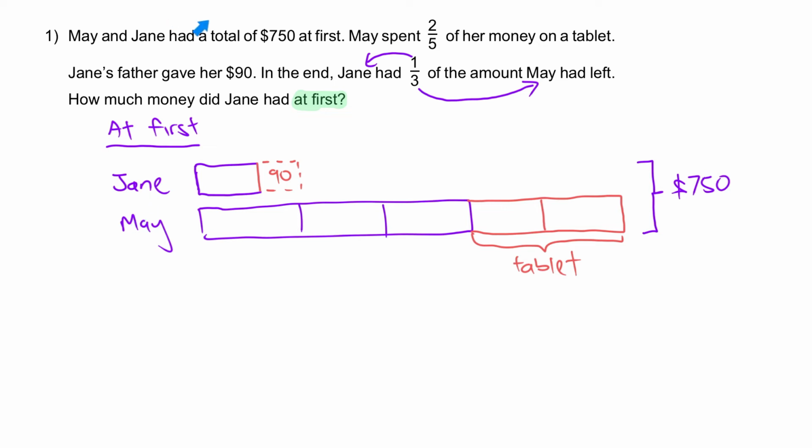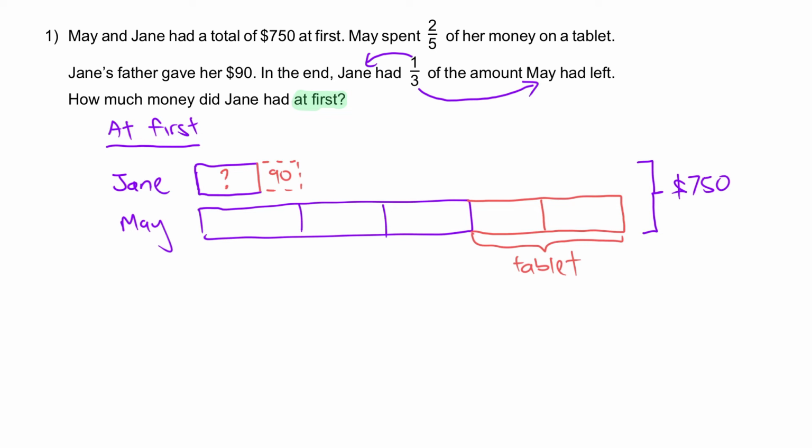If you want, you can work it forward again to double check whether it's correct. So $750 at first. May spends 2/5, so these 2 units are gone. And Jane's father gave her $90, so this $90 will be formed. In the end, Jane had 1/3, so 1, 2, 1, 2, 3. I'm correct. So how much money did Jane have at first? This is what they are trying to find. This question mark here, small little box.